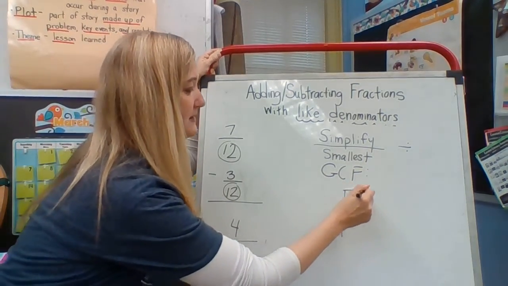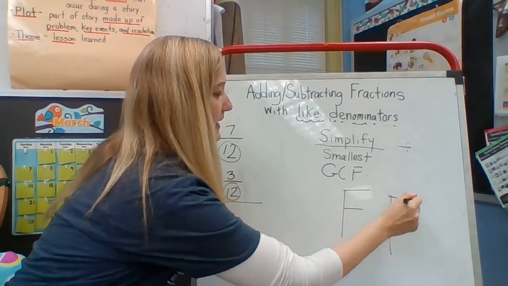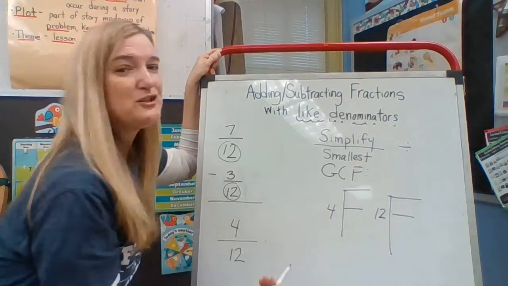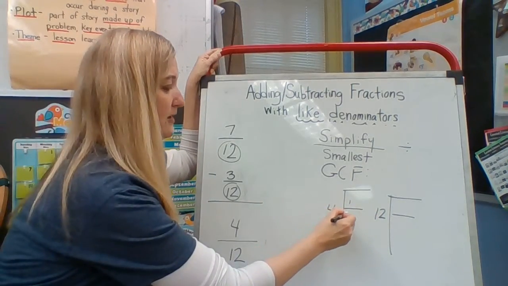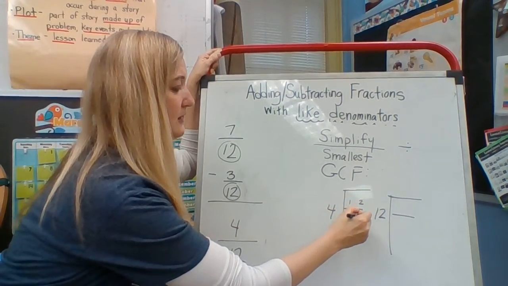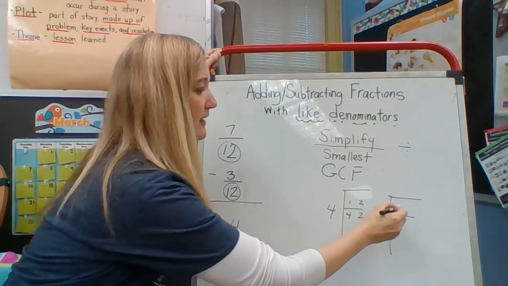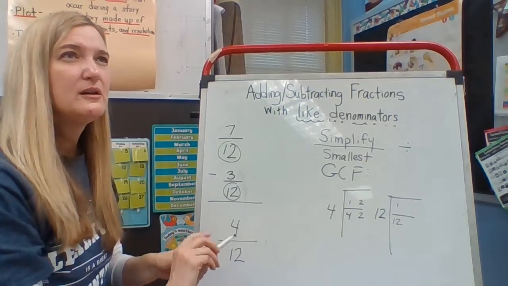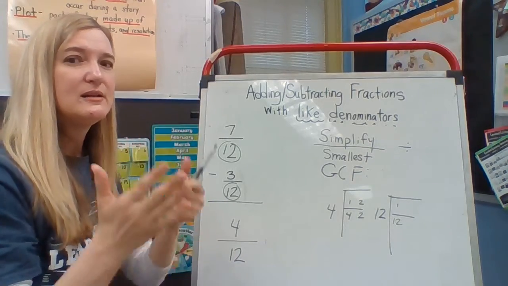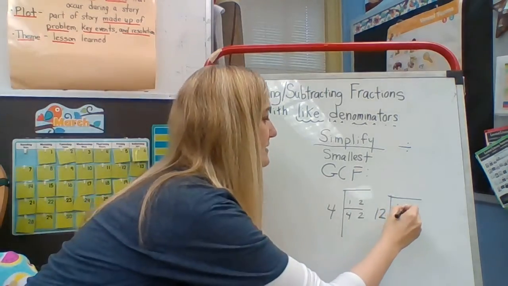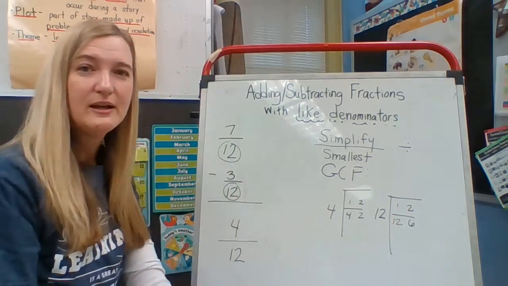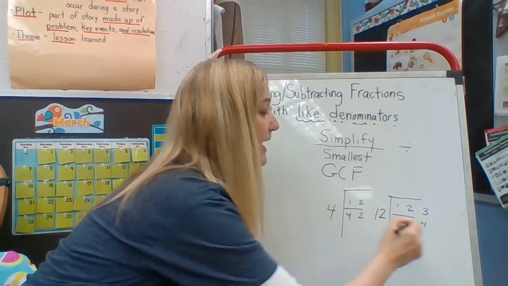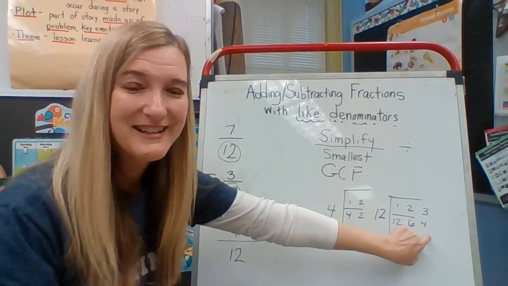I'm going to pull out my F's for my factors. I'm going to put my numerator 4 on this one, my denominator 12 on this one. We just did the factors for 4. They were 1 and 4, and 2 and 2. Let's do our factors for 12. I like to start with 1. 1 and 12. 2. 2 times what is 12? 2, 4, 6, 8, 10, 12. Oh, 2 and 6. Let's try 3. 3, 6, 9, 12. Oh, 3 and 4. I don't have to do 4 because 4 is already done, okay?